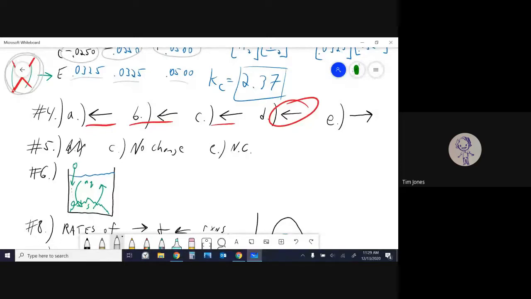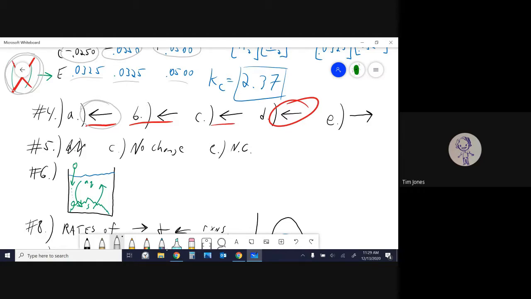So in the case of number 4, A, if we remove NOCl, it's going to do what it can to make more. So it's going to shift to the left, meaning it's going to go faster to the left right now. Now what will happen is it will slow down to the left, and it will speed up to the right over time until they become equal again. So you can think of it like this.